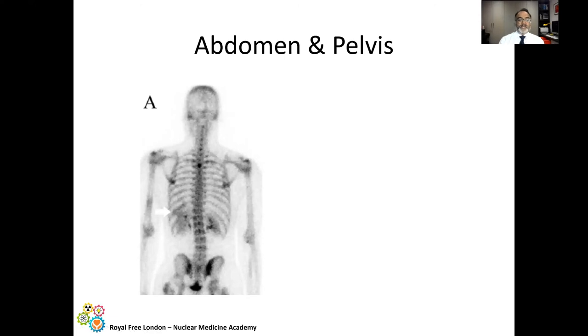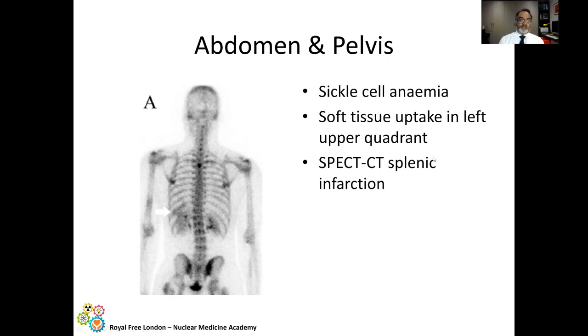This is quite a subtle finding on the posterior projection. On the left side, there's some subtle uptake. Is that in the rib or in the soft tissues? Well, this is actually a patient who's got sickle cell anemia, and in sickle cell anemia, you often see calcification due to infarction of the spleen. And what we're seeing here is a splenic infarct.